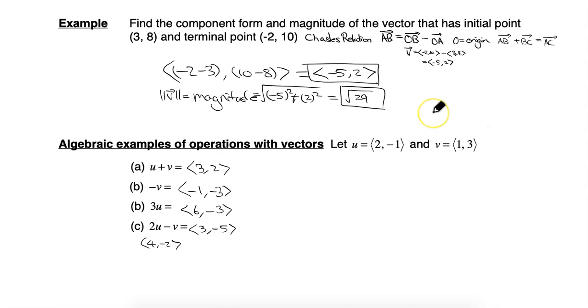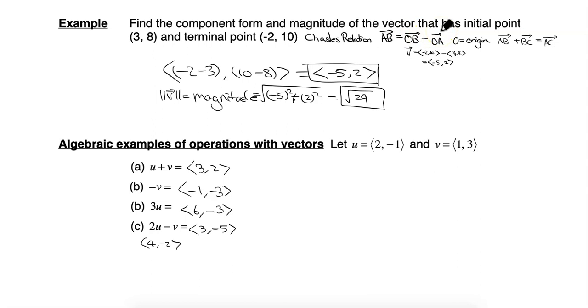So how can we find the component form and magnitude of a vector that starts at (3, 8) and ends at (-2, 10)? There's an important relationship that we need to always know. It's called the Chasles relation. It's the fact that if you have a vector from A to B, written here vector AB, it's equal to OB minus OA, where O represents the origin point.